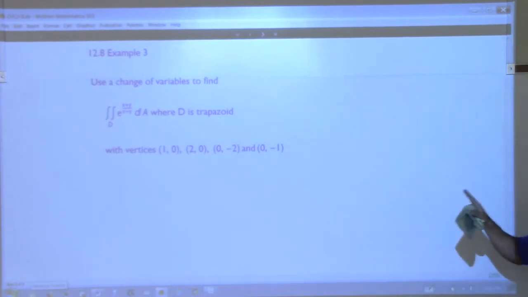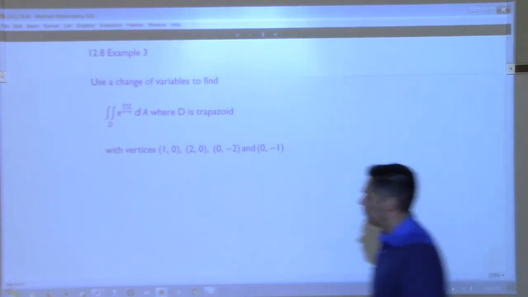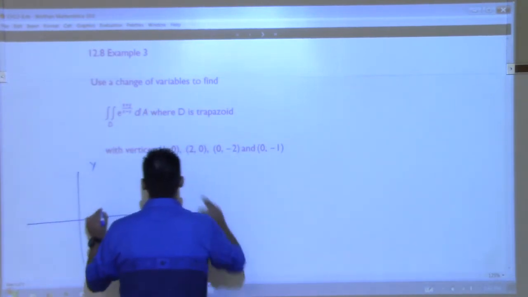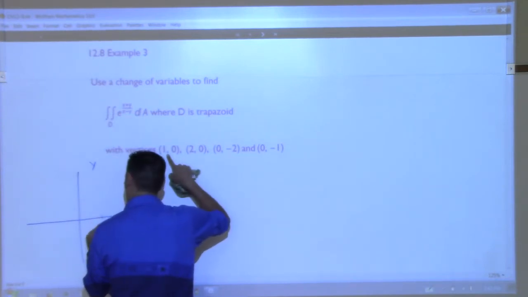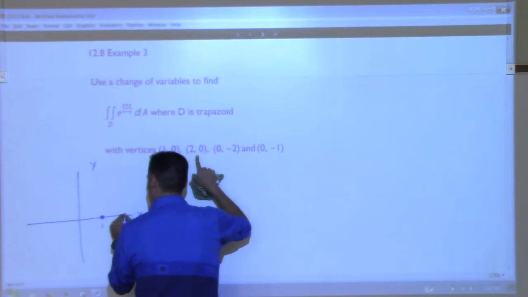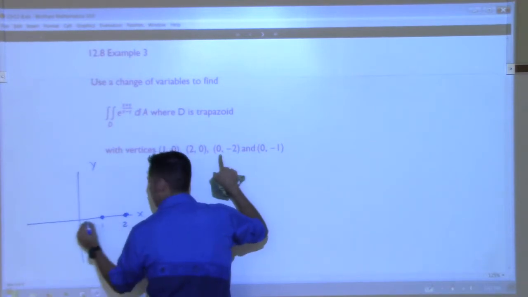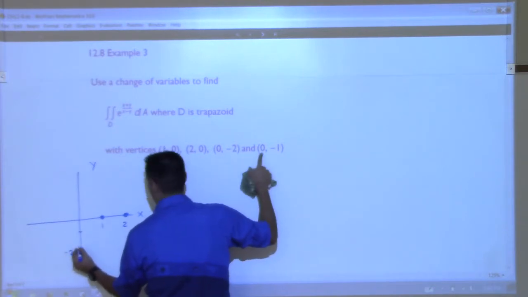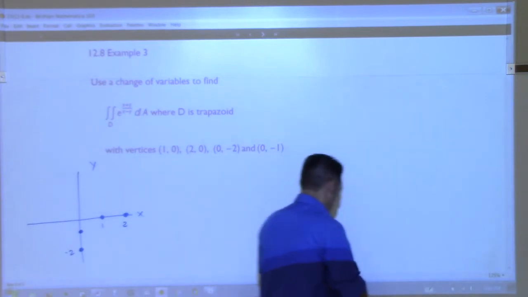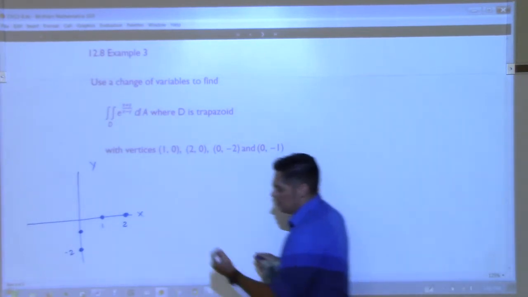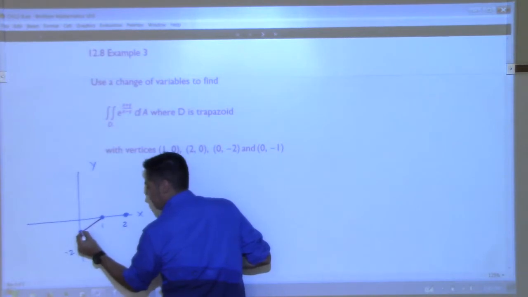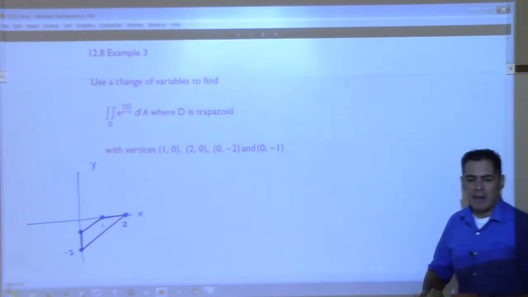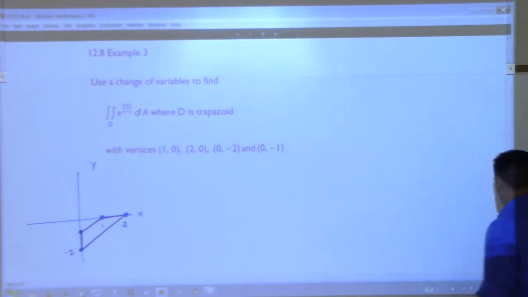Let's start by looking at the capital D, the region of integration. We are in the xy plane. We are at 1, 0. We are at 2, 0. We are at 0, negative 2. And we are at 0, negative 1. So we are looking at this trapezoid right here. And we are going to try and take that and do something with it.